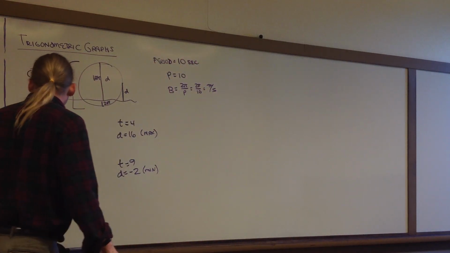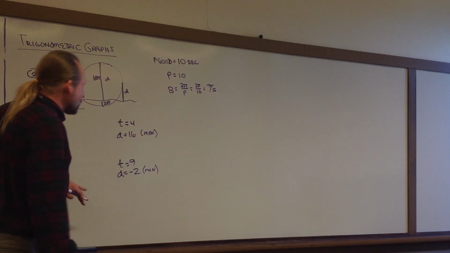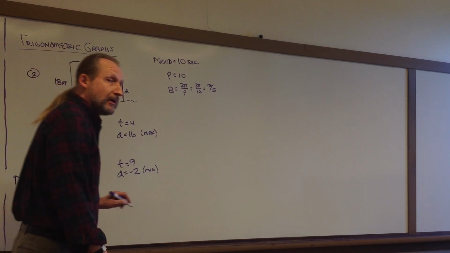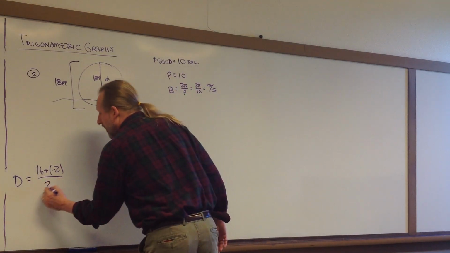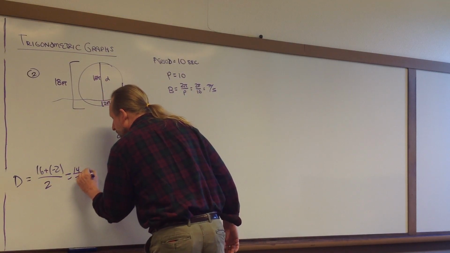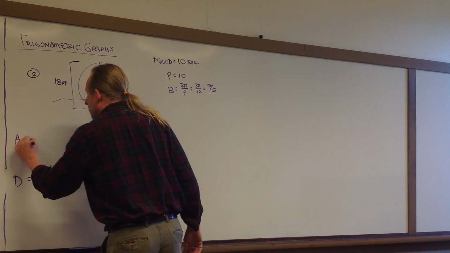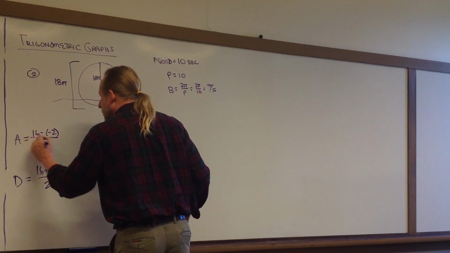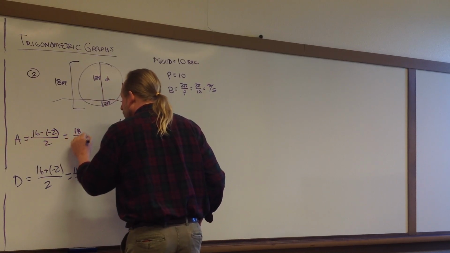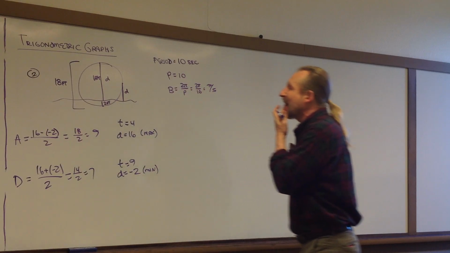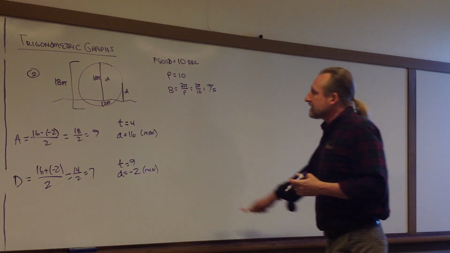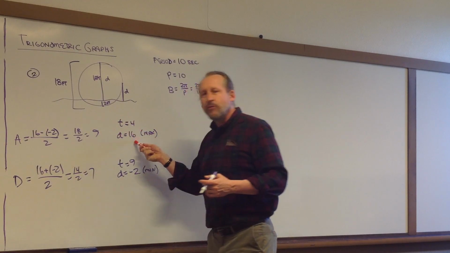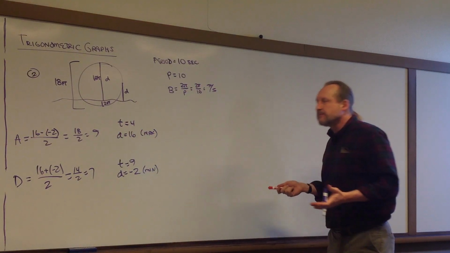D, the midline value, is the average of the maximum and the minimum. So 16 plus -2. I guess I'm standing in the way there. So that'll be 14 over 2, which is 7. And then our amplitude will be the difference between these two, 16 minus -2, which is 18 over 2, or 9.